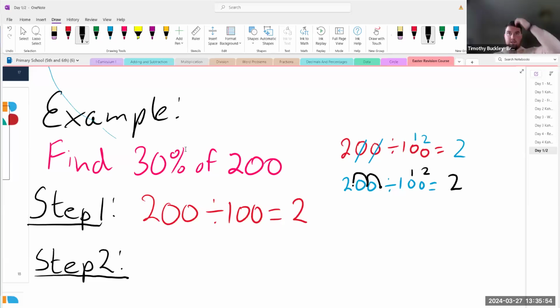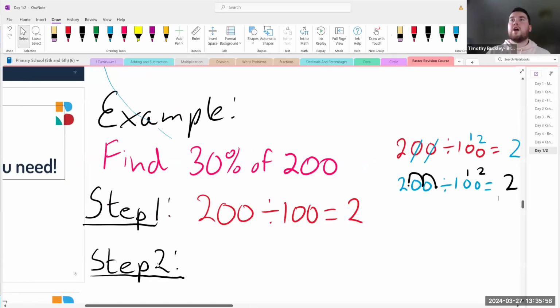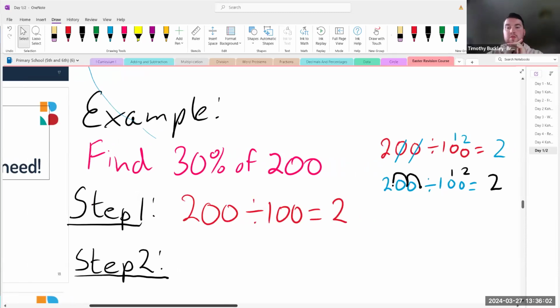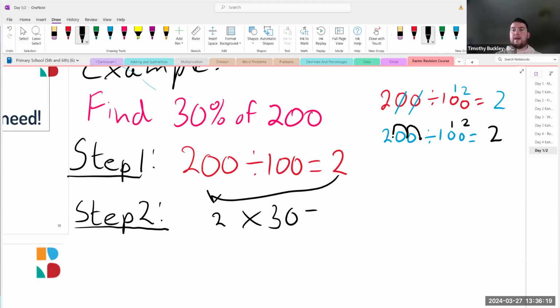So this method, I don't actually know the name for it. I know, Lucy, you're asking about the name for it. But it's basically where you calculate 1%. So when you divide anything by 100, you're getting 1% of it. And then you multiply it by the percentage you're looking for, so in this case, we're looking for 30. So I bring down my 2 and I multiply it by 30, and that equals 60. So 60 is our answer.